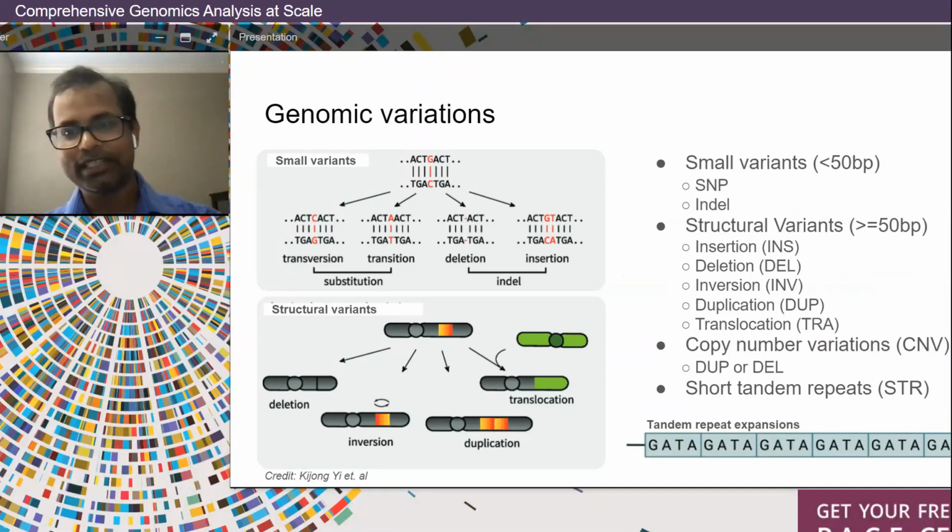When I talk about genomic variations, we broadly classify them into these four categories. The first one is the small variants, which are typically less than 50 base pairs. That includes point mutations like SNPs and small insertions and deletions called indels. The next one is the large variants, usually called structural variants, that are greater than 50 base pairs, and that includes these five categories: insertion, deletion, inversion, duplication, and translocation. Another type is copy number variation, which could be a subtype of structural variant, and it includes duplications and deletions. And the last one is the short tandem repeats, where short segments are repeated many times in the reference.